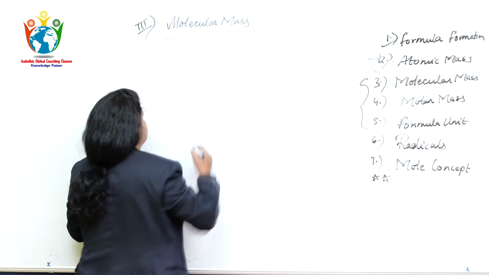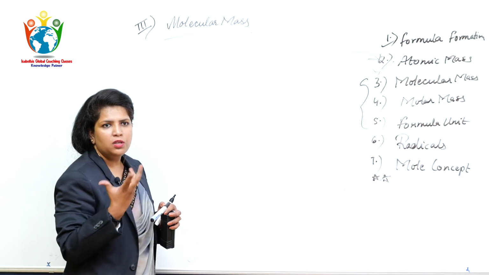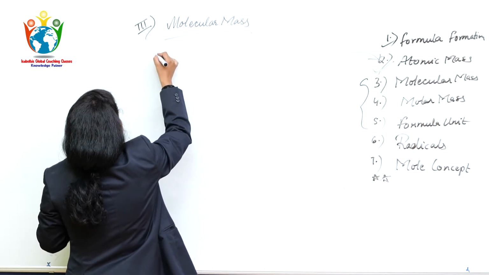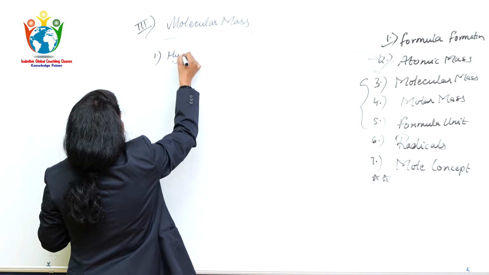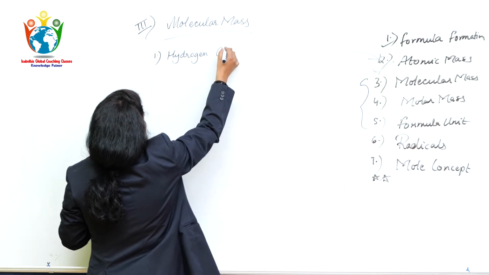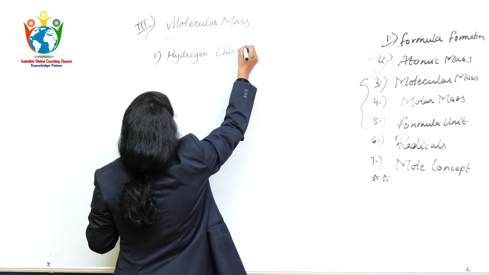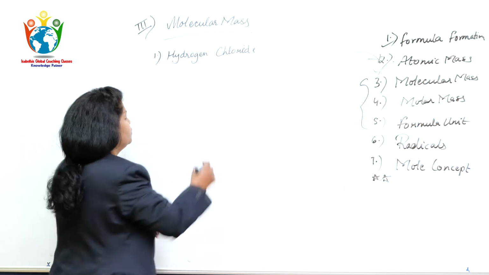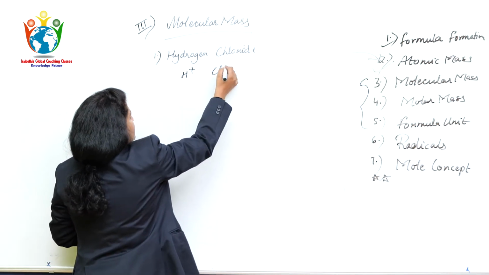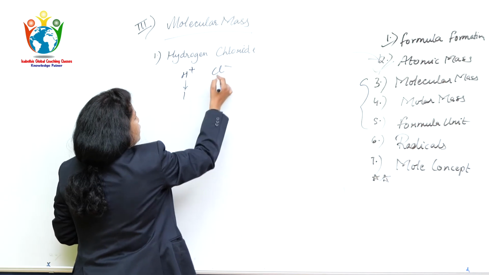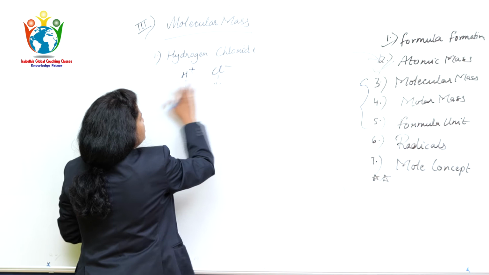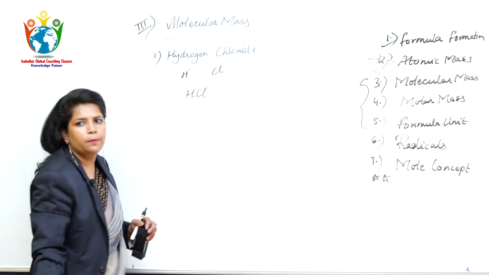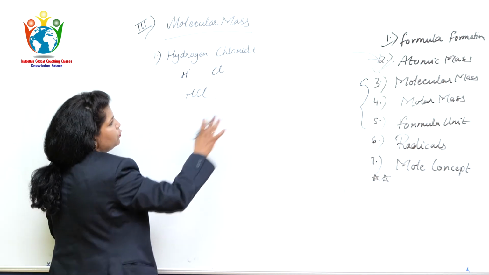Now again, a molecule means more than one atom or element. I will take an example, first hydrogen chloride. You can make the formula also now, hydrogen H plus, chloride Cl minus. So H plus, Cl minus. When you have 1, 1, you do not have to do anything, you just cancel, and you write the formula this way. Now I will go with the molecular mass.